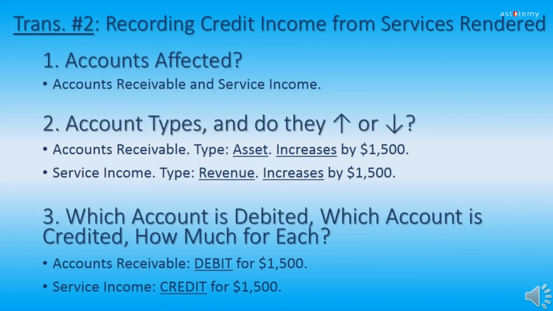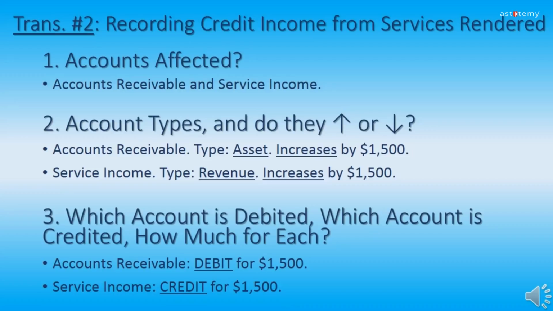Here we discuss the first 3 steps to journalizing transaction 2, recording credit income from services rendered. Also be sure to refer to your handout as we go through these steps. Step 1. What are the accounts affected? The accounts affected are accounts receivable and service income. Step 2. What are the account types and do they increase or decrease? Accounts receivable is an asset type. It increases by $1,500. Service income is a revenue type. It increases by $1,500 as well.